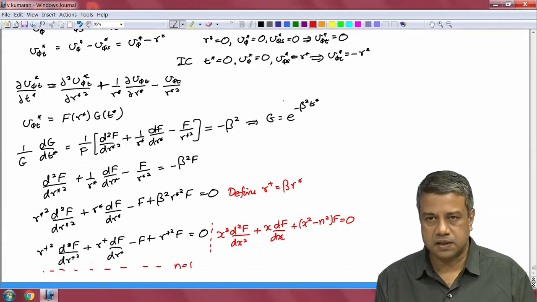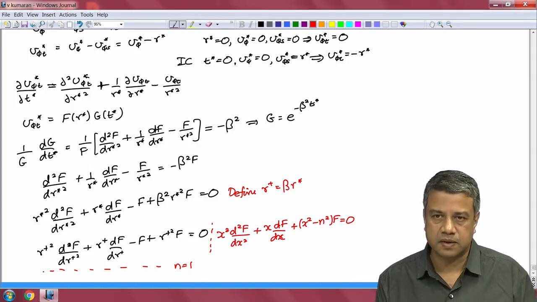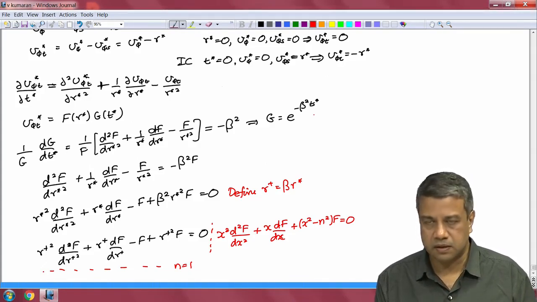So, we will continue this in the next lecture. We will examine the properties of this Bessel function solution for this particular case, and also examine the numerical convergence of the solution. I will continue this in the next lecture.